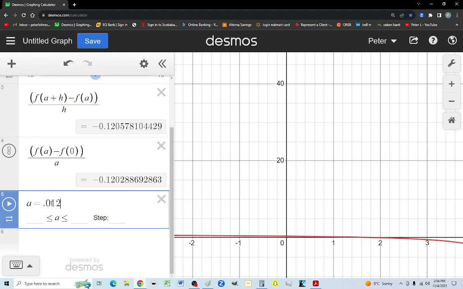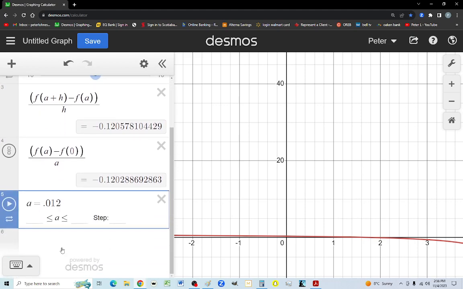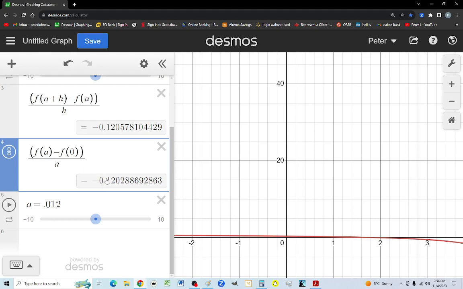Yeah, somewhere in that zone. So when a is 0.012, let's figure that out. Yeah, the average rate of change and the instantaneous rate of change are roughly the same when a is equal to 0.02. The only way you could figure that out though is with graphing technology. There's really no other way to figure that out.